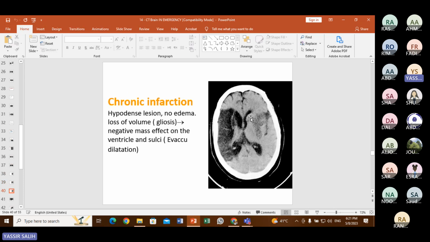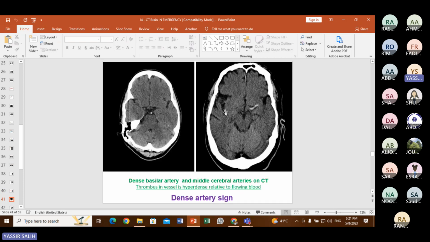إذا to differentiate between the chronicity of the infarction, we depend on the mass effect. Is it present or not? Is it positive or negative? What is this sign?